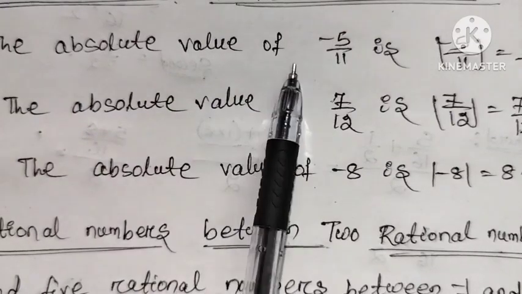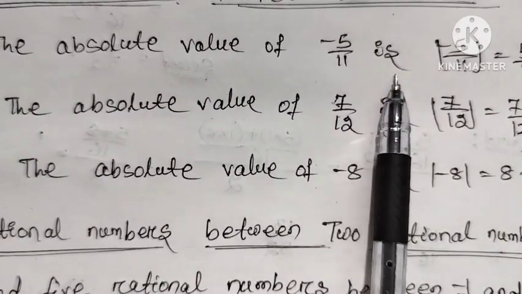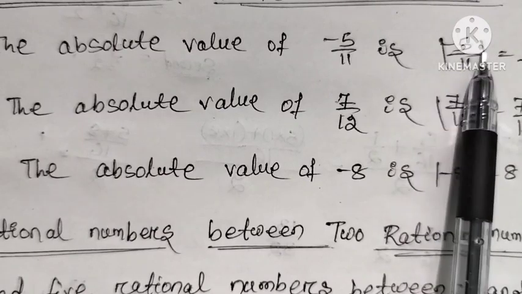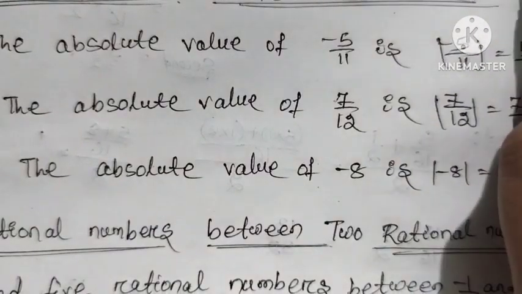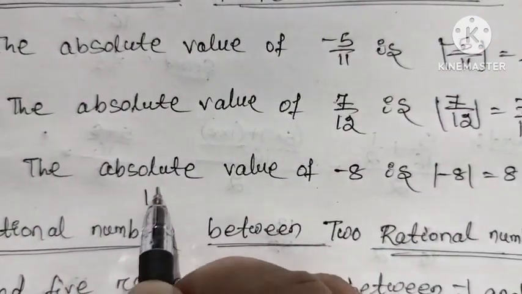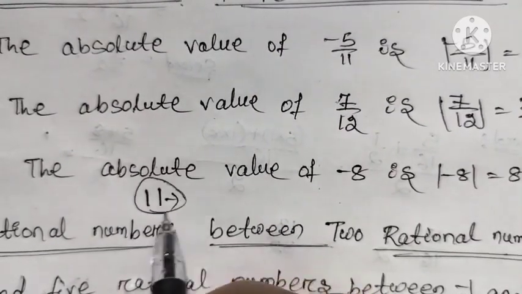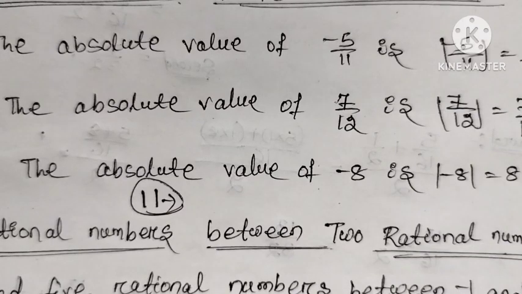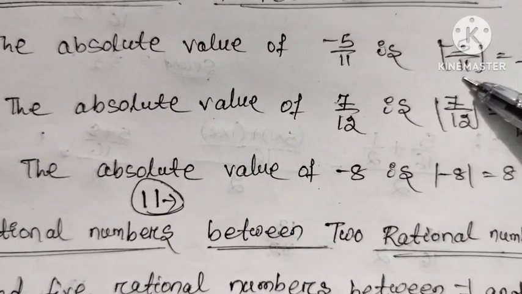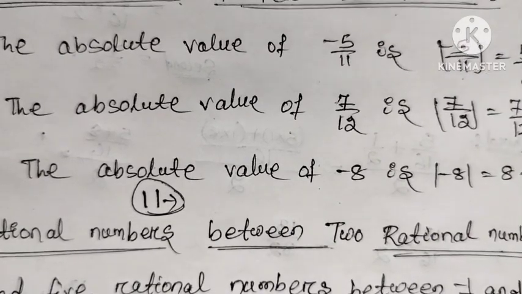The absolute value of minus 5 by 11 is written as the modulus of minus 5 by 11. This is the absolute value. What is the meaning of modulus? It means the negative number is converted to a positive number. Yes, the modulus of minus 5 by 11 is 5 by 11.